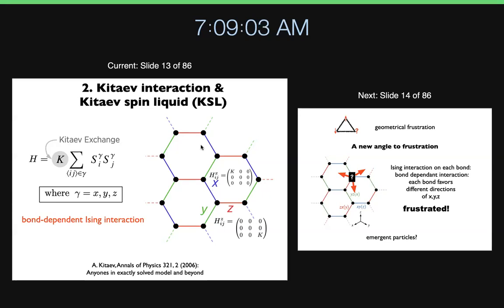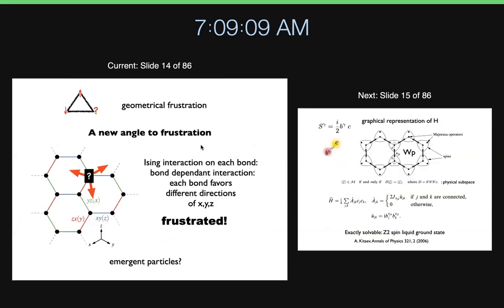And this we call the bond-dependent Ising interaction, where the spin is kind of frustrated, not knowing which direction it wants to point. Is it going to point in an X direction, a Y direction, or a Z direction? And due to this frustration, which is different from a geometrical frustration, we will have a disordered state. And not only a disordered state, this problem, as shown by Kitaev, generates emergent particles.